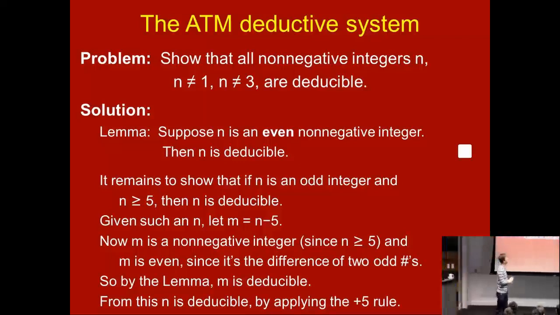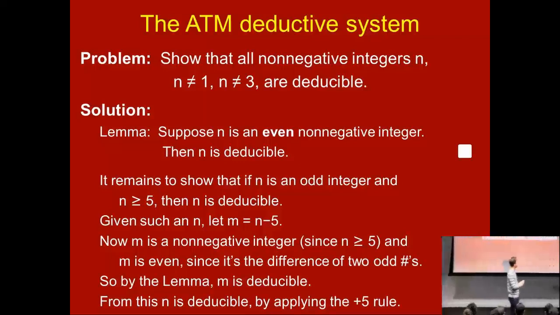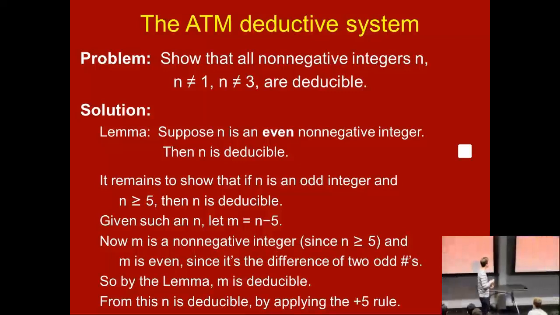OK, where were we? We were showing that all the non-negative numbers other than 1 and 3 can be deduced. OK, so we got all the evens. So let's put that lemma in our pocket. And we just have to get all the odd numbers that are at least 5.